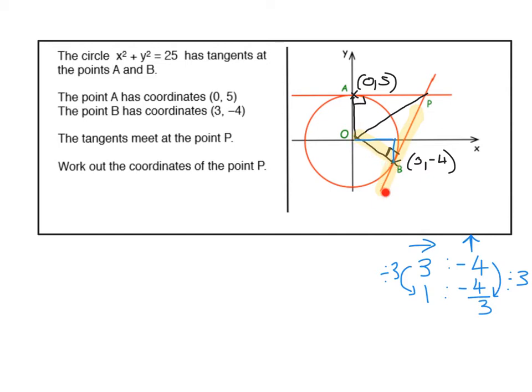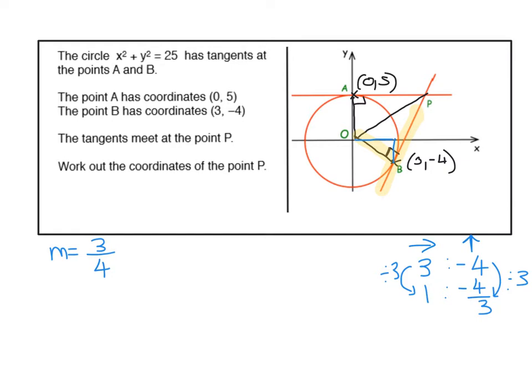That, however, is the gradient of the radius. I want the gradient of this line. So to find the gradient of the perpendicular line, we use the negative reciprocal. And the negative reciprocal of minus 4/3, remember, you flip it, so it's going to be 3/4. And you turn it negative. Now, this one was already negative, so it's now going to be positive. So now I know my gradient for this line is 3/4.